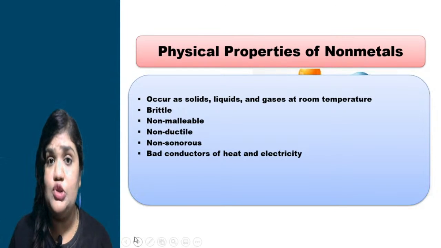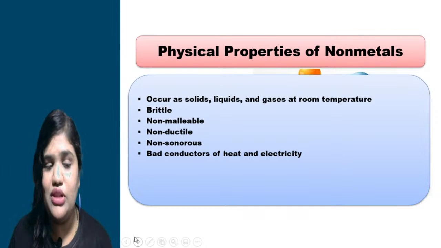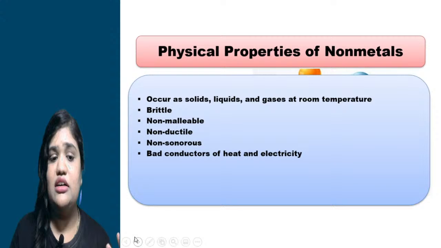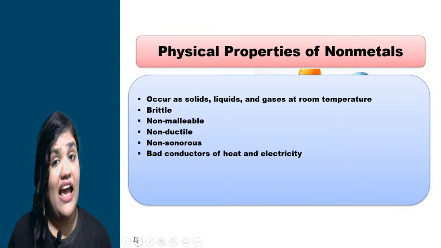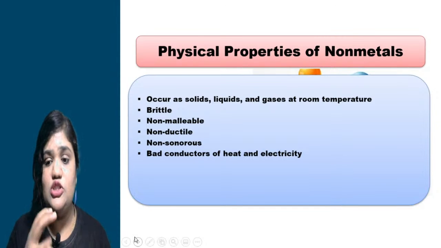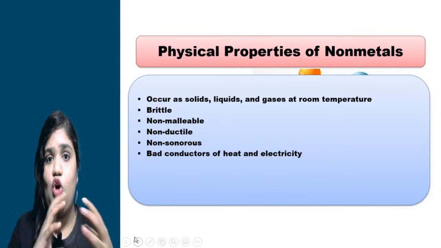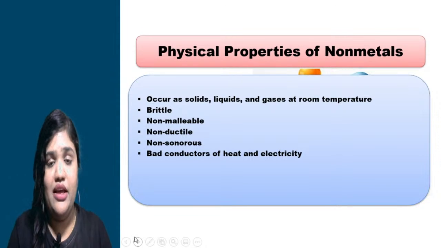But do you know that, student, graphite is a good conductor of electricity. You know that generally non-metals are bad conductors of heat and electricity. But there is one exceptional case over here, that is graphite. Graphite is a good conductor of electricity. It is non-metallic in nature because it is the common form of carbon that you now studied, right?